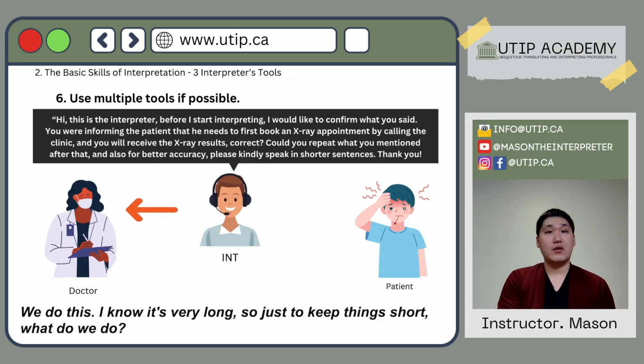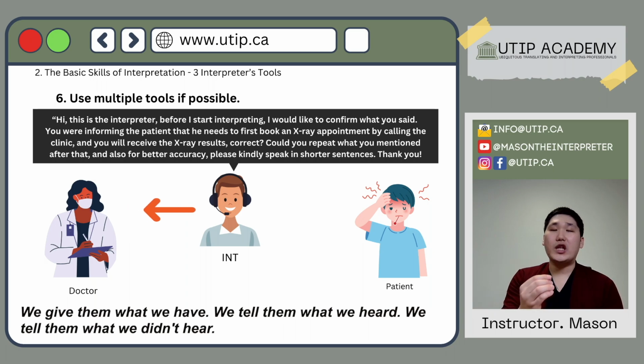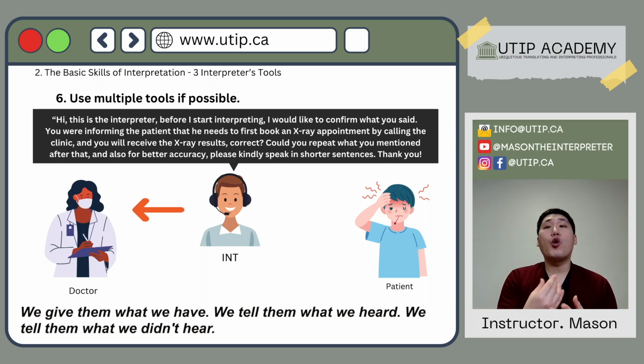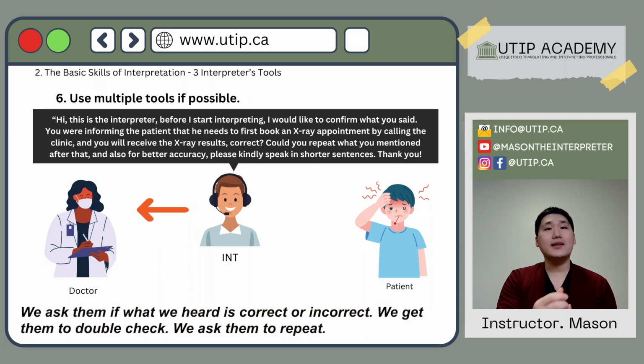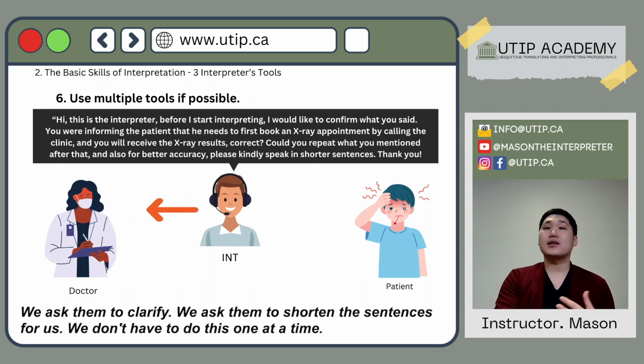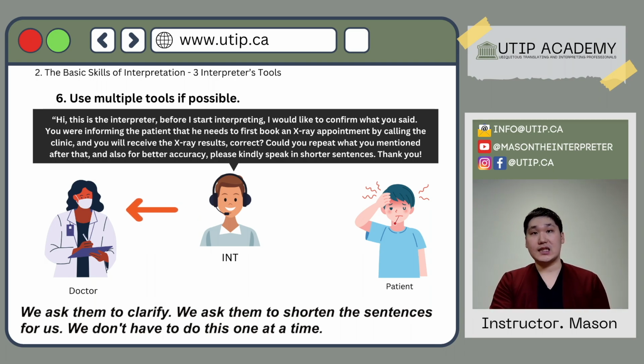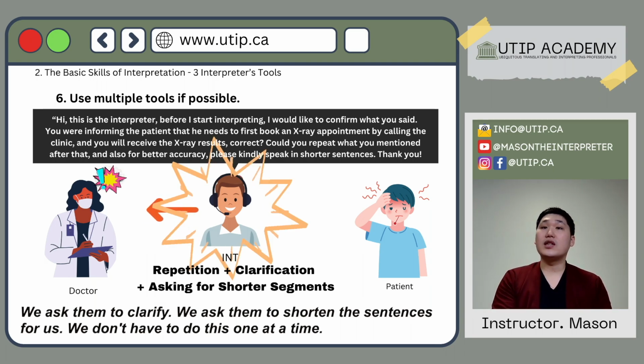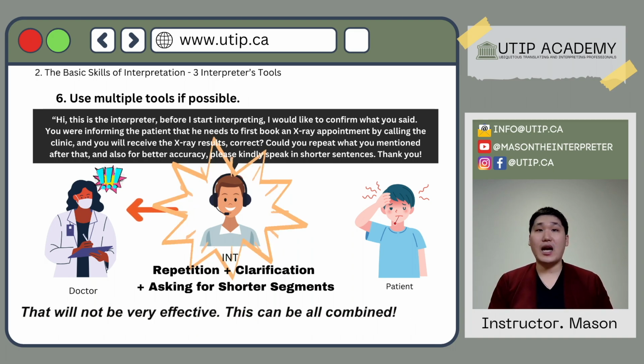We do this. I know, it's very long. So just to keep things short, what do we do? We give them what we have. We tell them what we heard. We tell them what we didn't hear. We ask them if what we heard is correct or incorrect. We get them to double check. We ask them to repeat. We ask them to clarify. We ask them to shorten the sentence for us. We don't have to do this one at a time. That will not be very effective. This can be all combined.